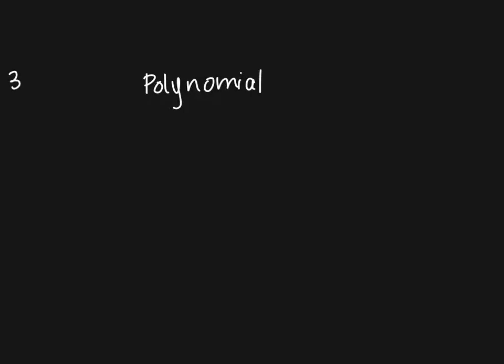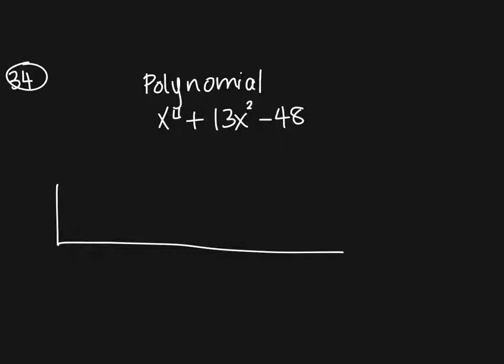Okay, so let's check the synthetic. So this is 34. At least you knew you had to do synthetic division. So x to the 4th plus 13x squared. That's a good start. So let me just check what you had on your inside and outside.